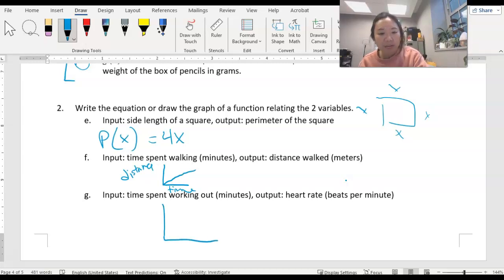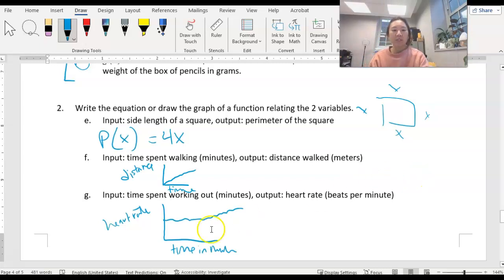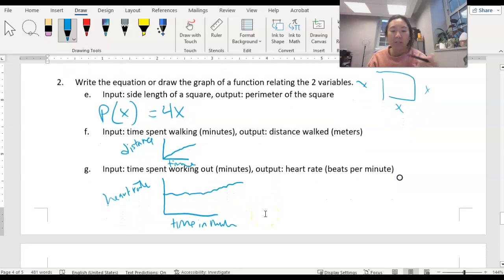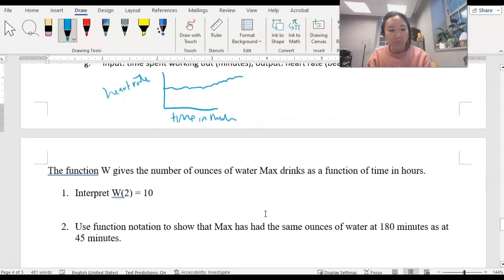Here our input is time spent working out, time in minutes, and then our heart rate. Your heart rate is never going to start down here, right? It's going to start up here, and it's going to fluctuate. And maybe if you're working out more and more, your heart rate might start to go up a little bit, but it's just going to vary and waver across the board. Again, nothing specific here, but just showing that your heart rate may not be steady every time, depending on how fast or how much you're working out.